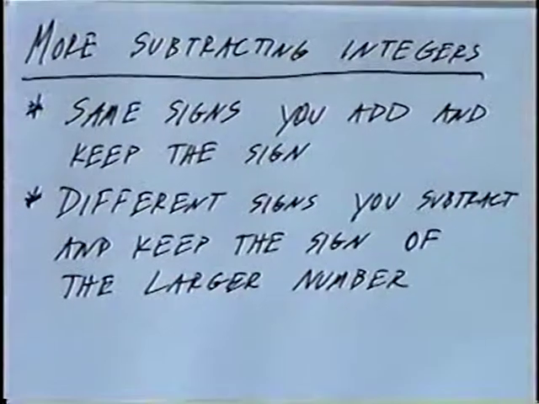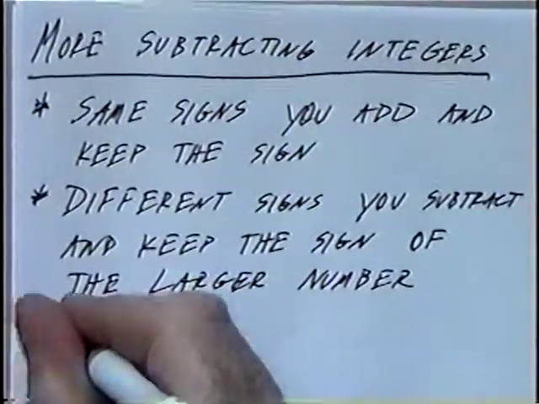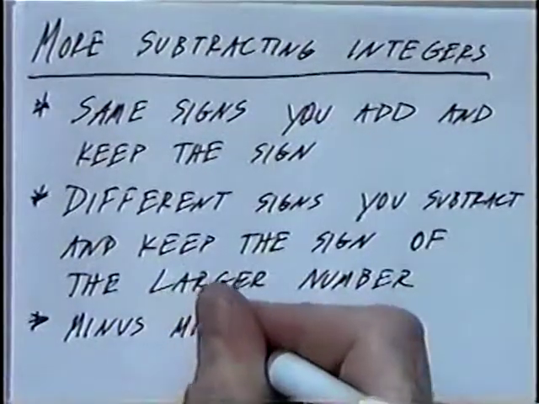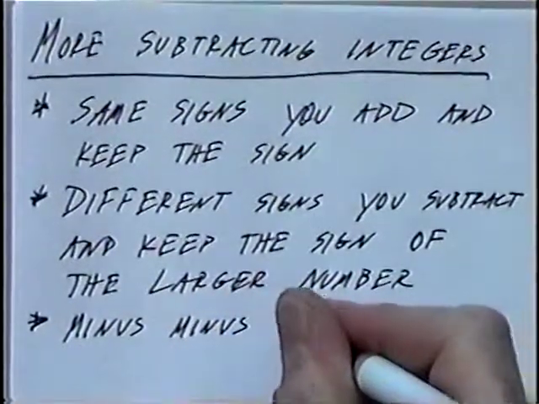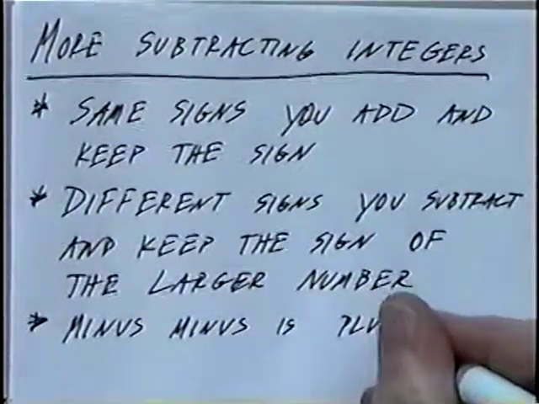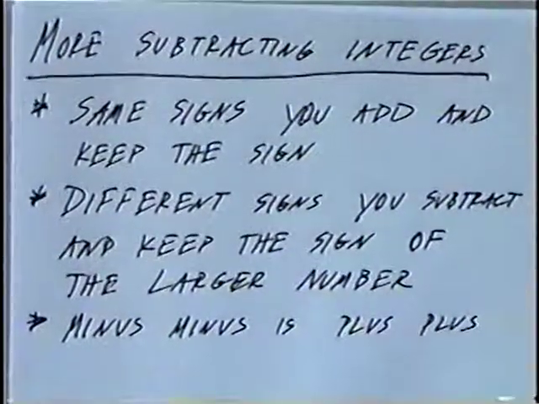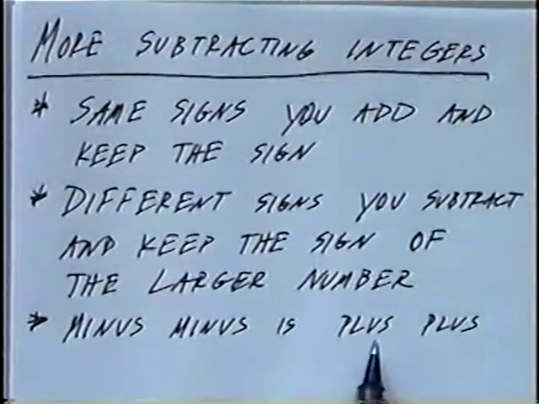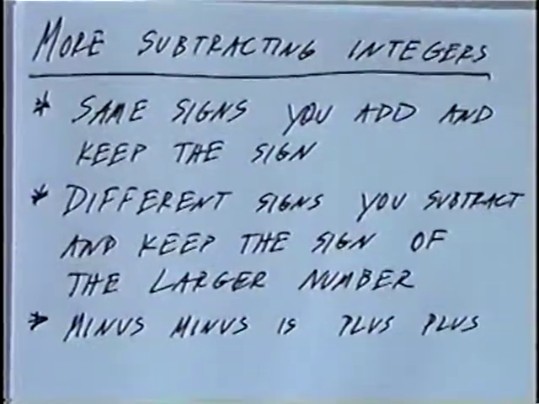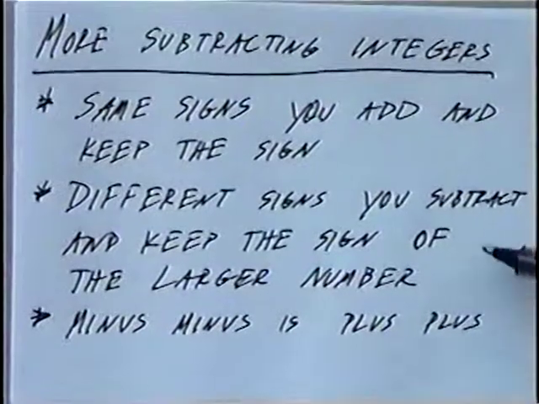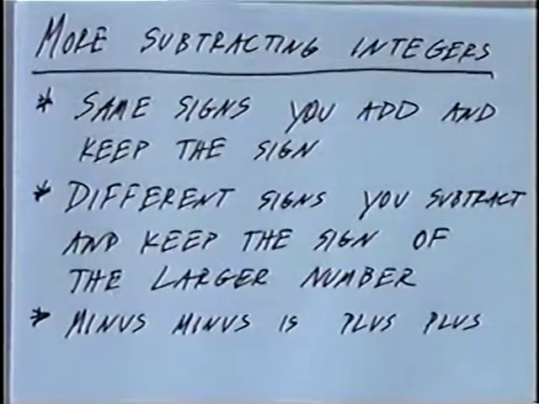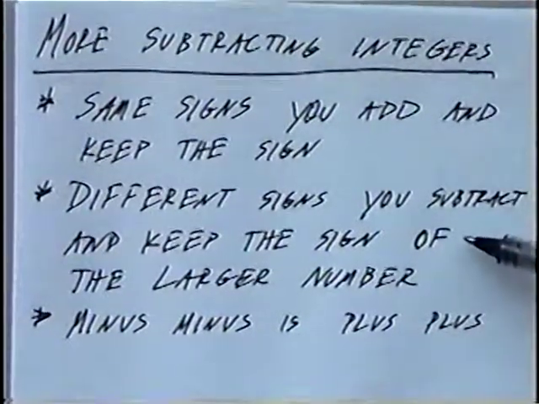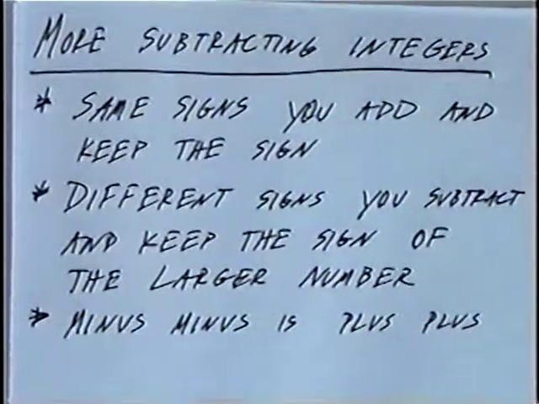And the last definition that we'll need to know for this section is minus minus is plus plus. That is, when we have two subtractions next to each other, minus minus, we'll change that to two additions, plus plus. The first two rules are the same as when we add the integers from the previous section. If they have the same signs, we'll add. If they have different signs, we'll subtract.